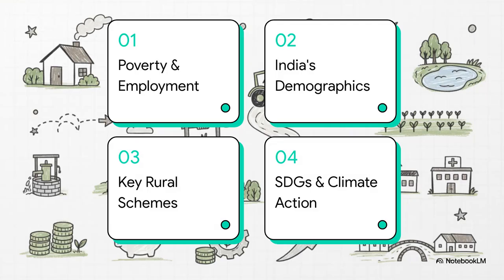Okay, here's our game plan. We've broken this down into 4 key areas. First, we'll hit the big ones: poverty and employment, the foundational challenges. Then we'll get into the human side of things with India's demographics. After that, it's all about the solutions, taking a rapid look at the key rural schemes. And we'll wrap up by looking ahead at the Sustainable Development Goals and climate action. It's a clear roadmap for what you need to know.